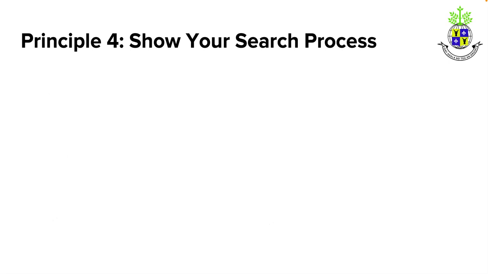Principle number 4, show us your search process. This used to be less common in the humanities, but with the rise of global electronic library access and other things like that, it's very helpful to show where you looked and how, what was reviewed and what wasn't reviewed, because that will help other scholars build on your research and also help you know what you're going to be working on.